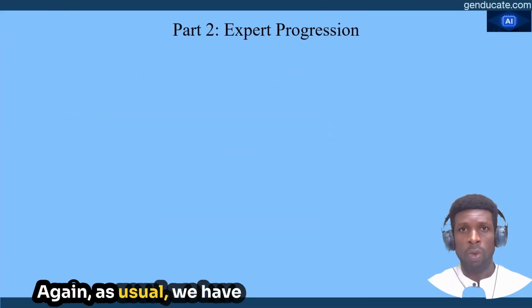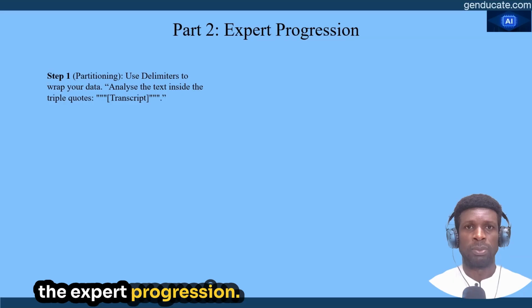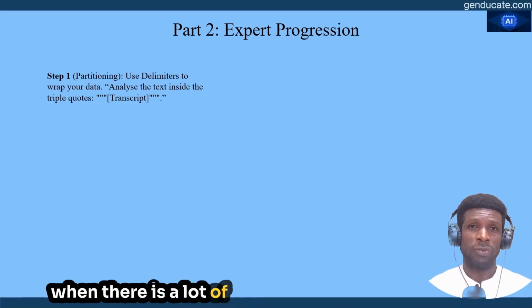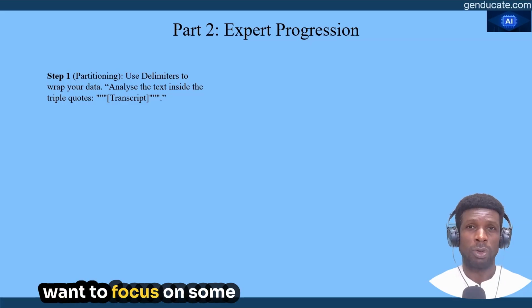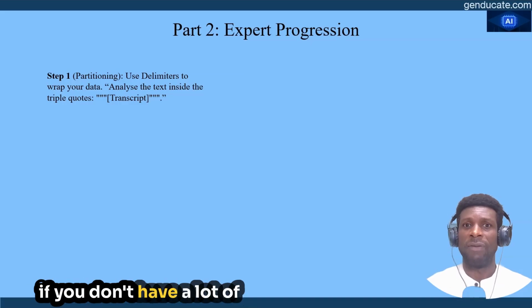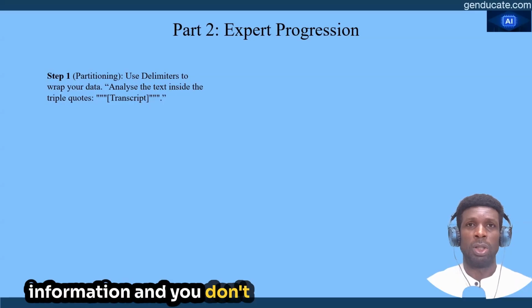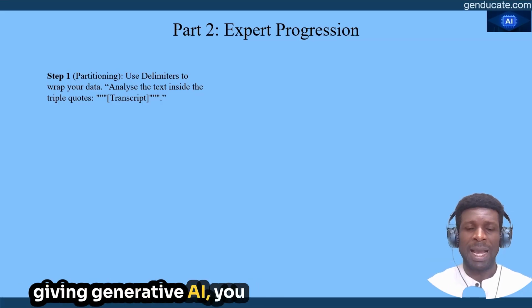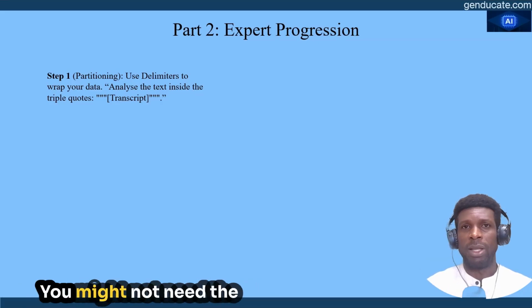Again, as usual, we have the expert progression. The first step is necessary when there is a lot of information and you want to focus on some of it, like I've said before. But if you don't have a lot of information, and you want to use everything in the document you're giving generative AI, you might not need the first step.